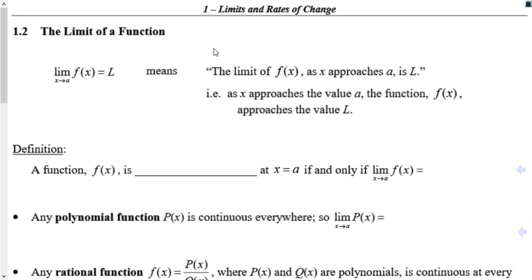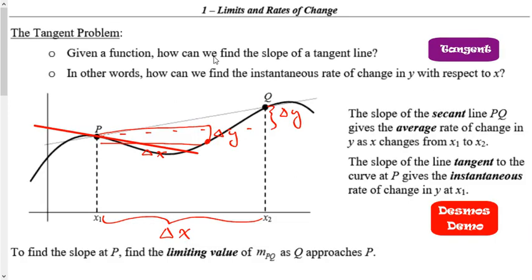Welcome to Math 31. We are looking at lesson 1.2, where we look at the limit of a function. Now, just before we start into this lesson, let's have a quick look back at what we did in our previous lesson, where we were looking at this tangent problem. With the tangent, we were finding a way to figure out the slope of this tangent line, and then we also figured out the equation of the line.